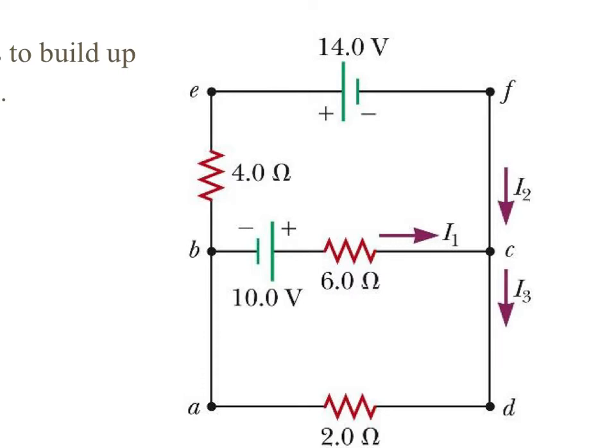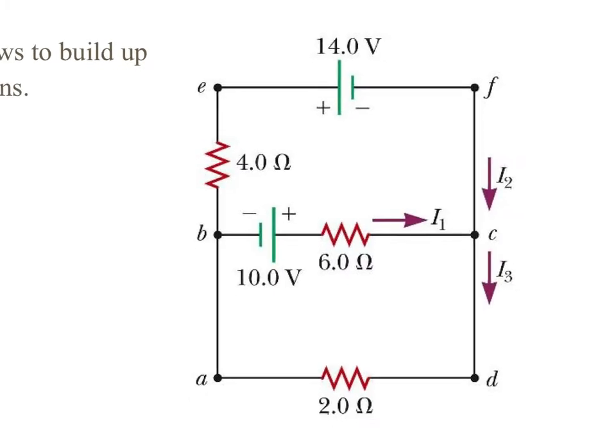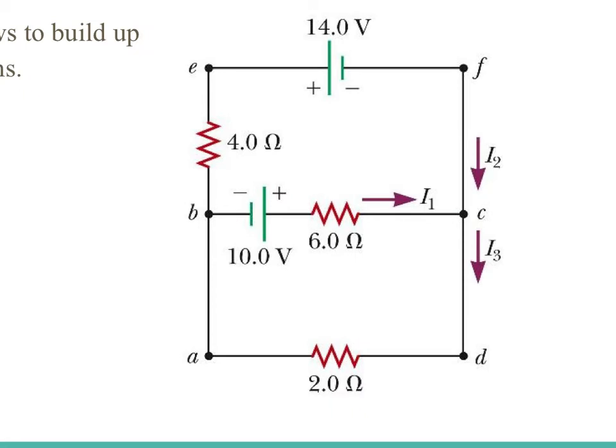Also, none of them are in parallel. None of them are in parallel because although 4 and 2 share this node with each other, they do not share the other one because a battery is in the way. And then 6 and 2 share this node, but they do not share the other because the battery's in the way. So nothing's in series, nothing's in parallel.